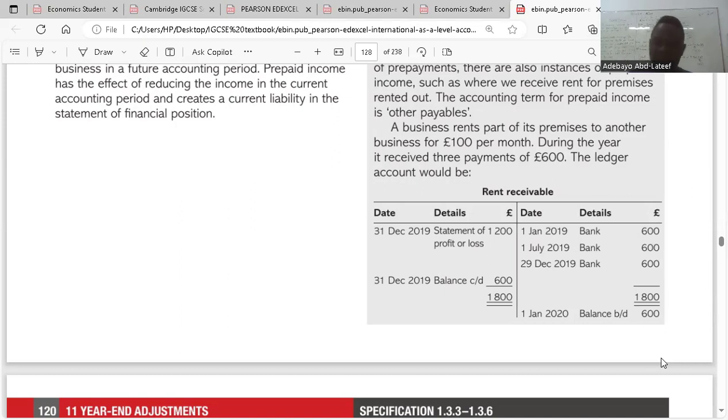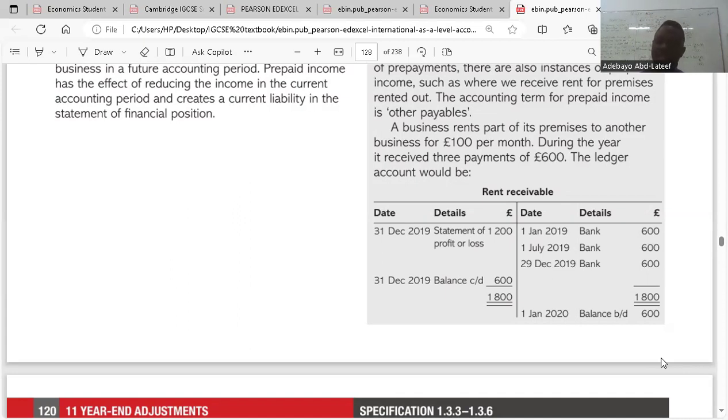So the tenant has paid 1,800 for the rent, which means 1,200 goes for the financial year, and 600 goes for the next 6 months. So in our rent receivable account, which has been opened here, our statement of profit or loss will be recorded as 1,200, which is the amount for this financial year.